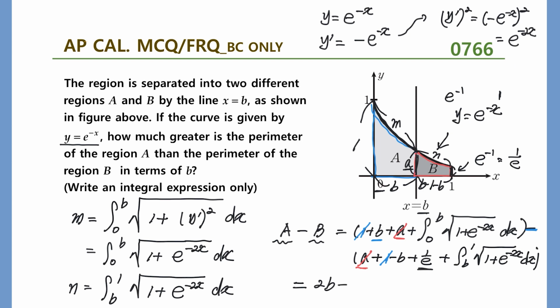So 2B minus 1 over e plus integral from 0 to B of square root of 1 plus e to the negative 2x dx, minus integral from B to 1 of square root of 1 plus e to the negative 2x dx, right? So this is our expression for the difference of this perimeter and this perimeter. So the perimeter of region A is this much greater than the perimeter of region B. All right?